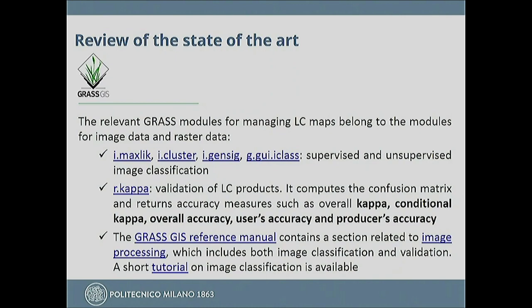Considering GRASS, you have a lot of modules for classifying data, so for creating the land cover map, and you have the possibility of computing the error matrix and computing the indexes that you see here, so the kappa, conditional kappa, overall accuracy, user accuracy, and producer accuracy. So some of the indexes that I showed you before. You have also reference material, and you have also a tutorial for learning how to classify data. So it is quite complete.